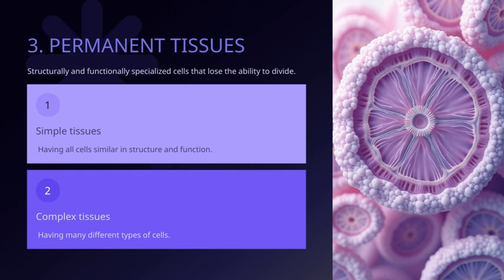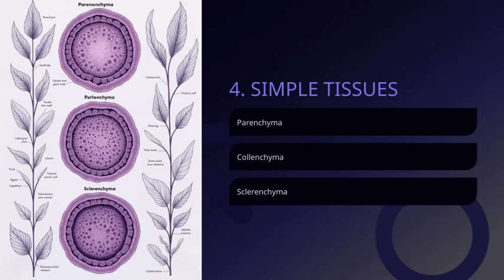Connecting this to the overall theme, recognizing the differences between simple and complex tissues, as well as the concept of permanent tissues, helps us appreciate how the body organizes its cellular components to perform a wide array of functions efficiently. Now, moving on to slide 6, let's focus on the different types of simple tissues.